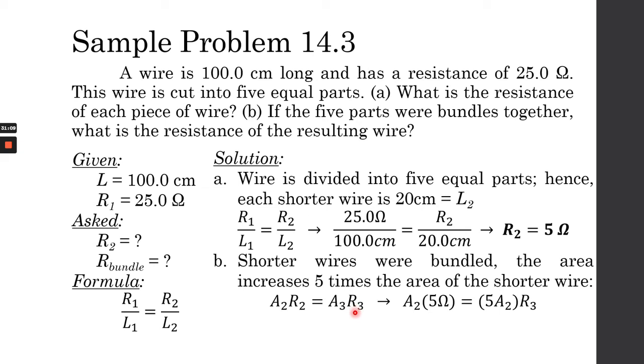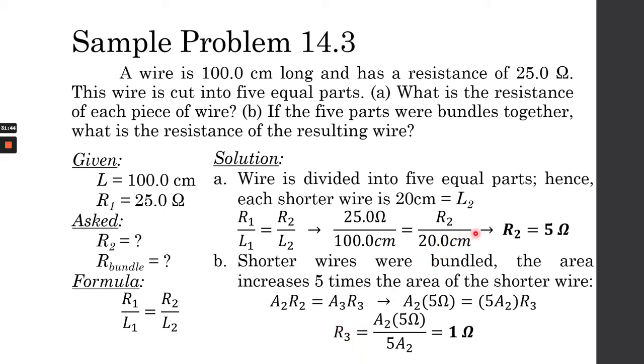And ang tinahanap natin ngayon is ano yung resistance ng bundled wire. So, to solve for this, we basically have to divide both sides to 5A2. So, yung resistance ng bundled wire is 1 ohm. And we know that this is correct because ano yung sinabi natin kanina, kapag mas mataas yung area, kapag mas wide yung area, ibig sabihin mas mababa yung resistance.